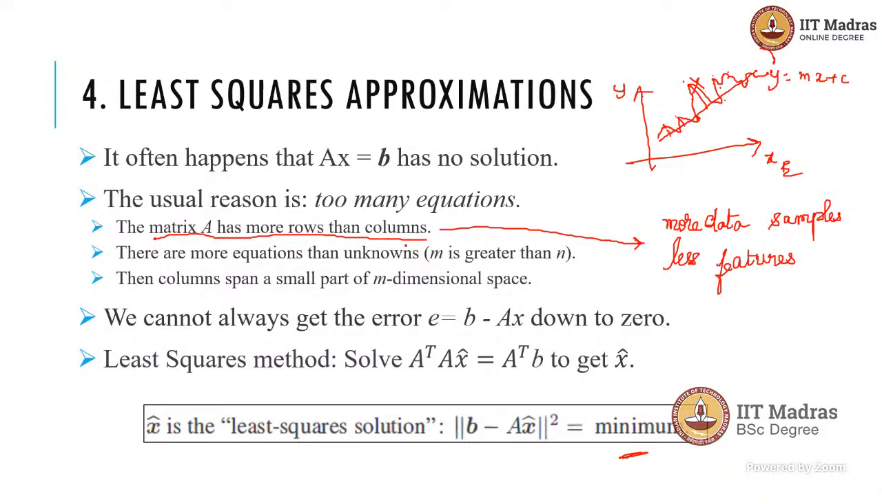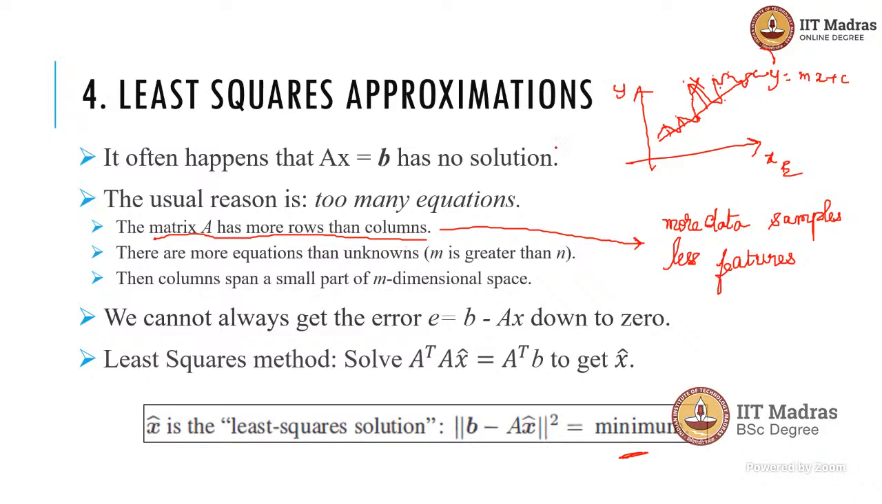When you say the matrix A has more rows than columns, it means the data set has more data samples but fewer features. In such cases, m is greater than n, so the rows are greater than n. So we cannot have this solution directly, that is Ax equal to b.